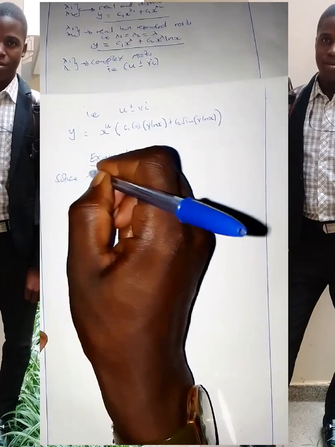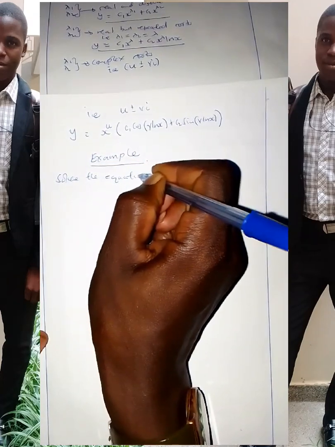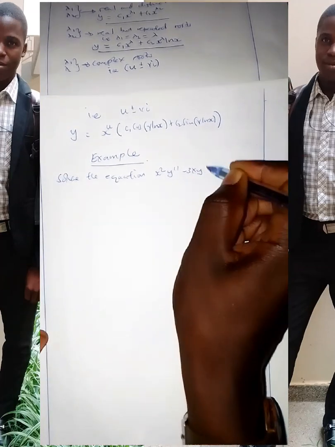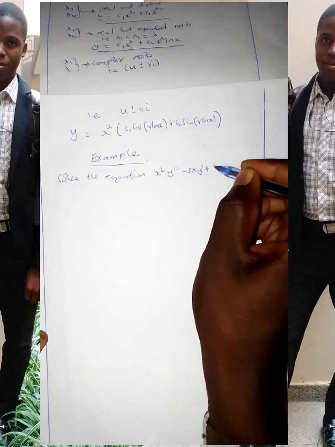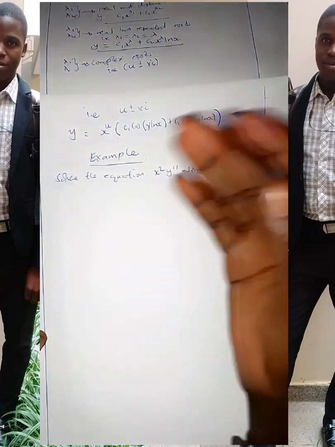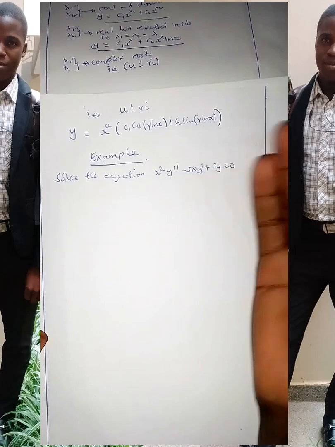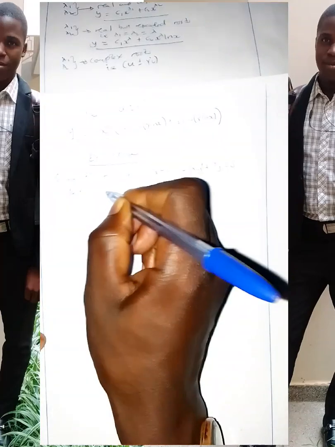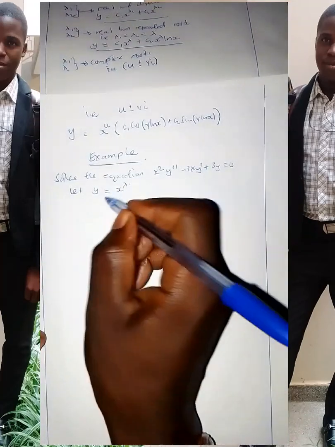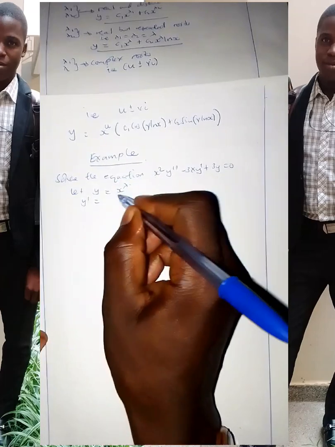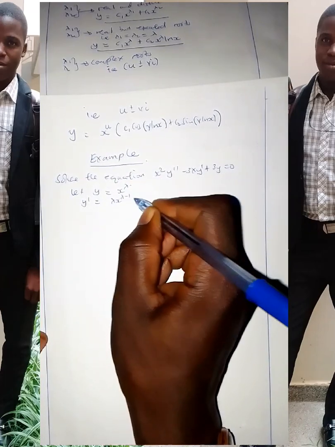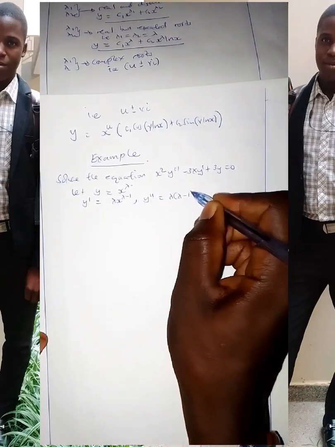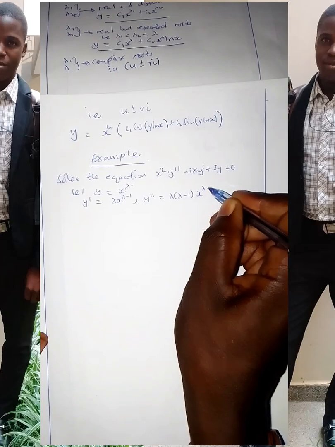We shall have to solve this equation: x squared y double prime minus 3x y prime plus 3y equals 0, and we see what we get in this format. First of all, as usual, we let y equal x to the power lambda and differentiate. In this case, y prime is lambda x to the lambda minus 1, and y double prime will be equal to lambda into lambda minus 1, x to the lambda minus 2.